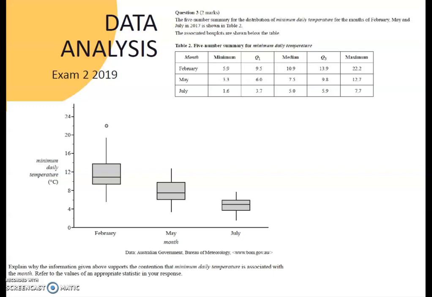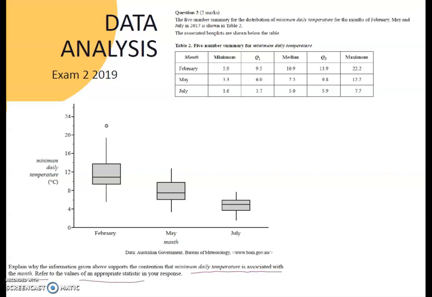So in this question, we've got a 5-number summary for a distribution looking at minimum daily temperature for the months February, May and July in 2017. And so we can see there's their table of the 5-number summary, and then we've got the associated box plots here. So the question is asking you to explain why the information supports the contention that the minimum daily temperature is associated with month, and you need to refer to an appropriate statistic in your response. This question is worth 2 marks.